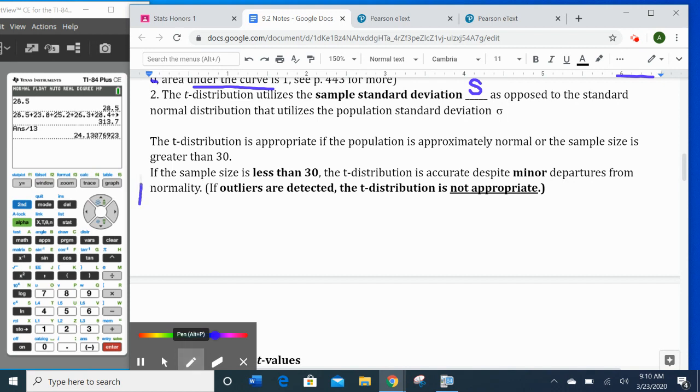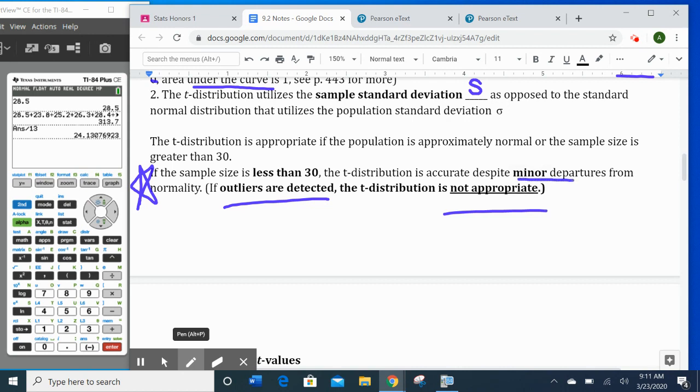So I'm going to put a star here just because I know for a fact there are homework questions about this. It says if the sample size is less than 30, the t-distribution is accurate despite minor departures from normality. If outliers are detected, the t-distribution is not appropriate. So I know on the homework it's going to give you a picture of the normal probability plot and a picture of a box plot, and you need to be able to tell if there are outliers in those pictures. So if you need a refresher on that, let me know. But you're going to decide, yes, it's appropriate because there are no outliers, or no, it's not appropriate because there are outliers. So there's allowed to be minor departures, but there's not allowed to be outliers.